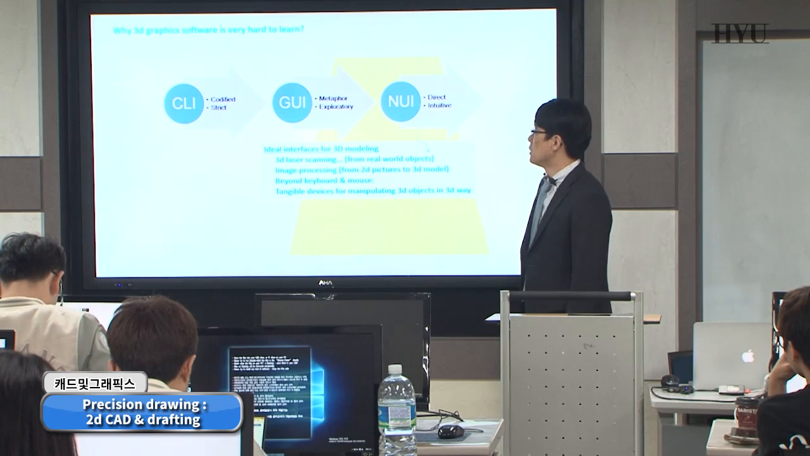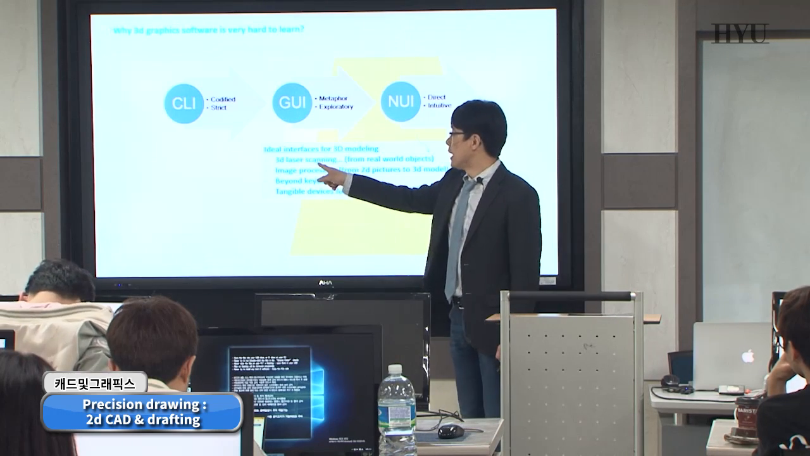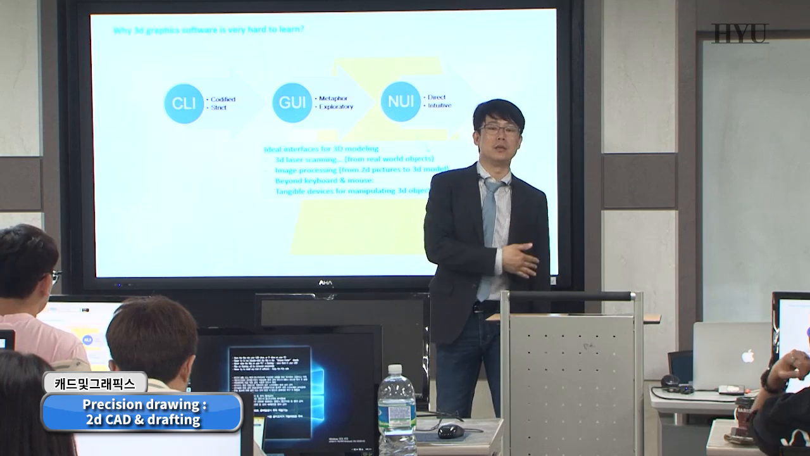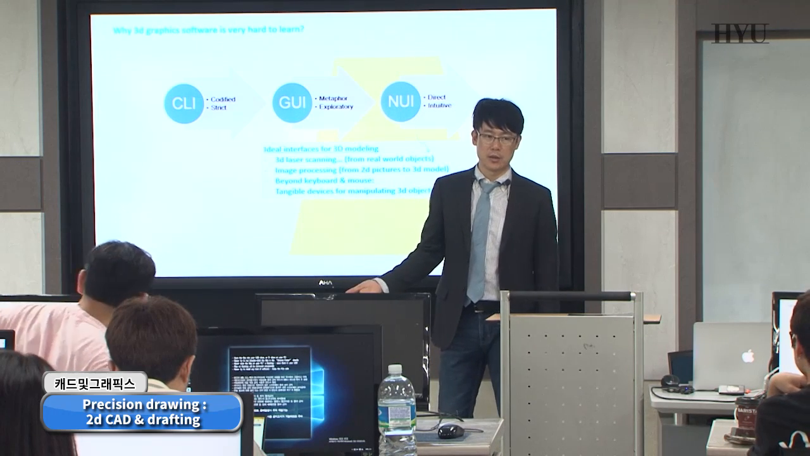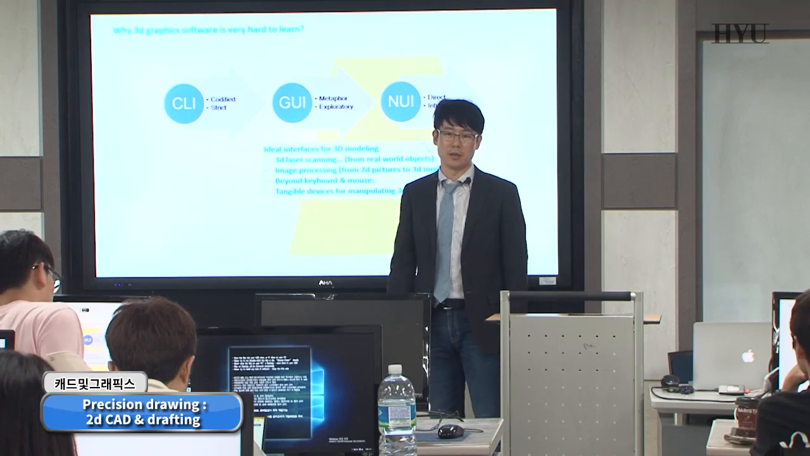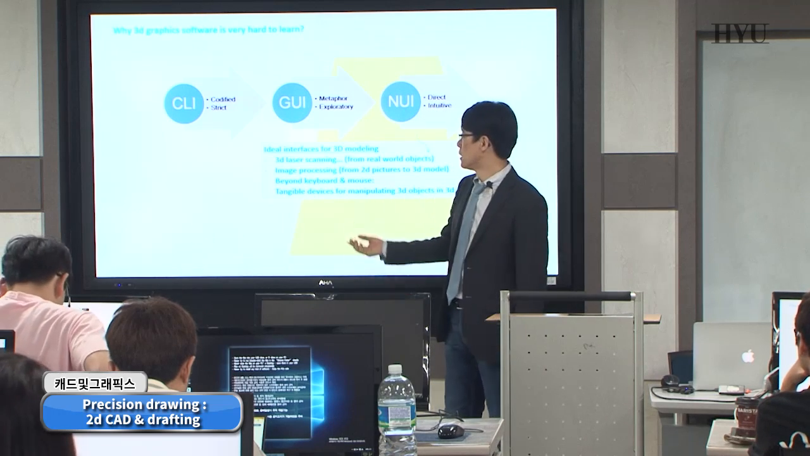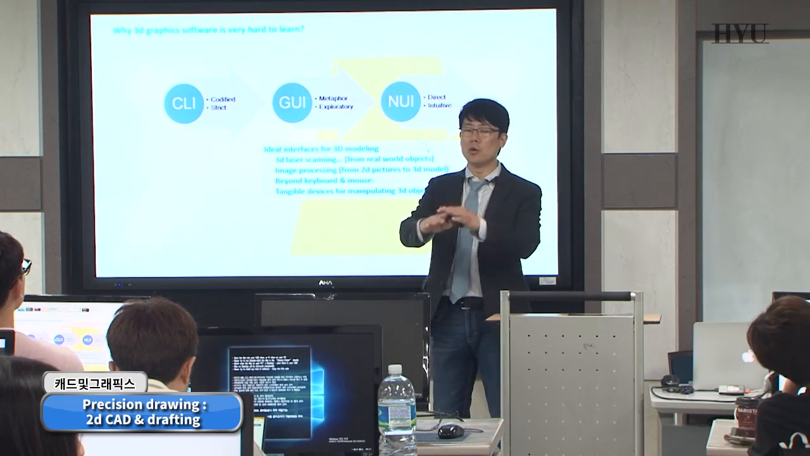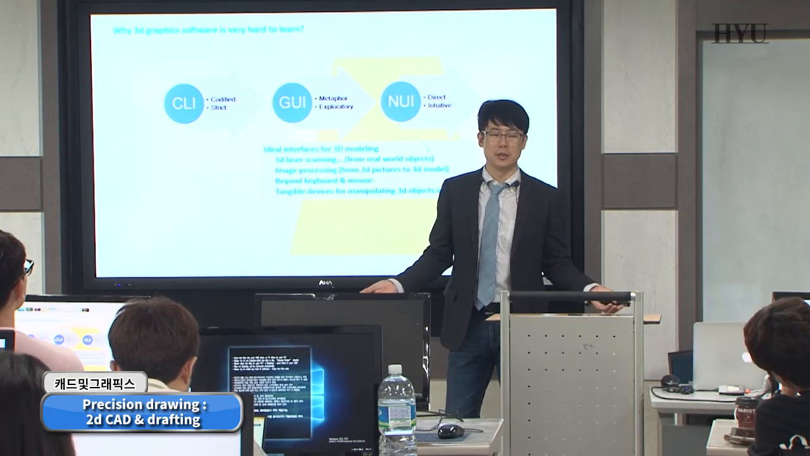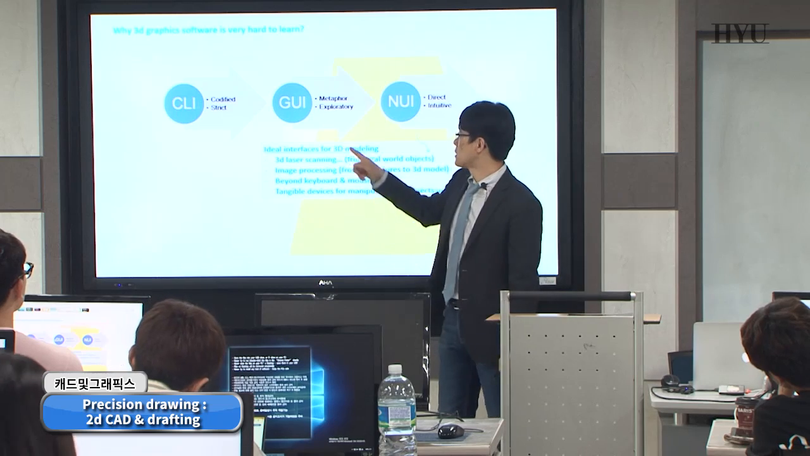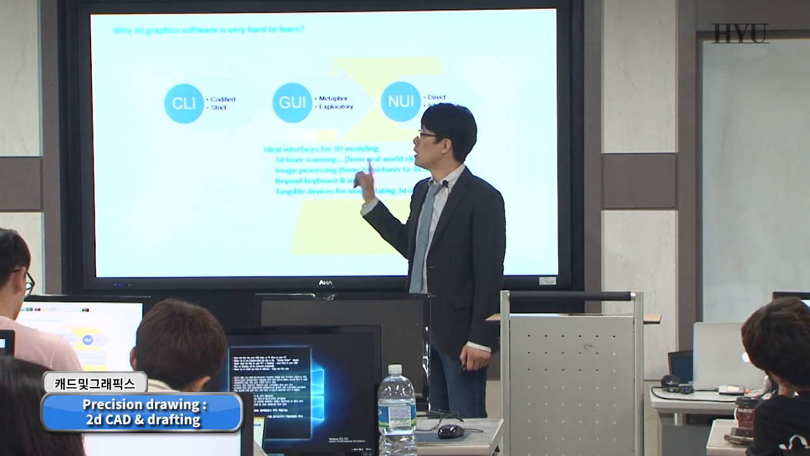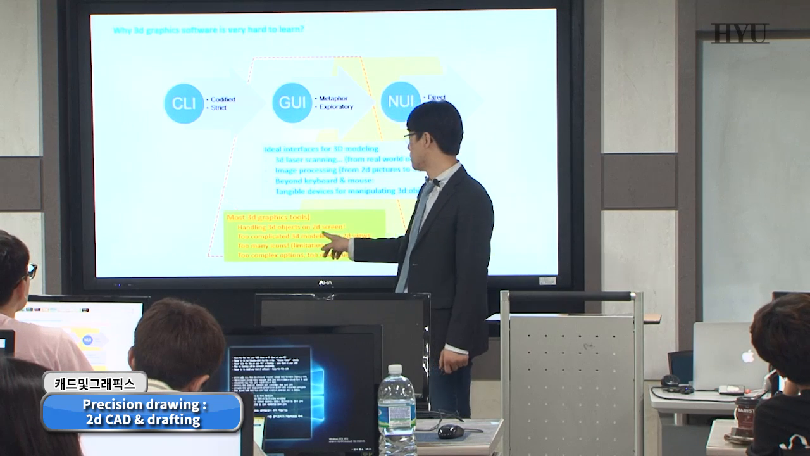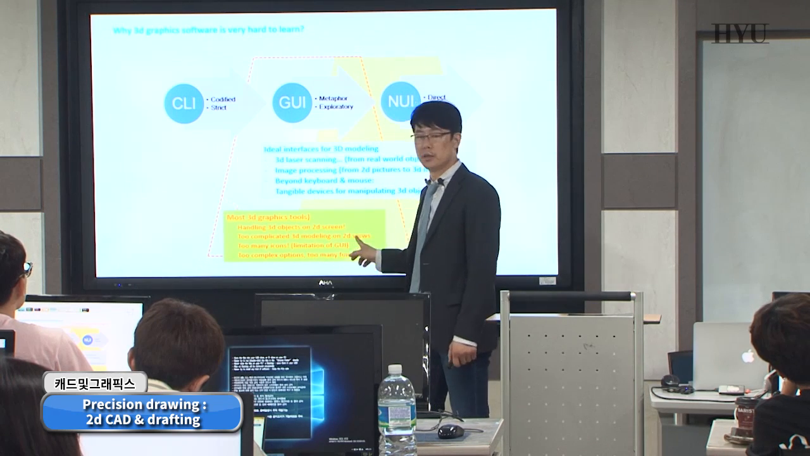Okay, the ideal interface for 3D modeling, laser scan image processing. I showed you drone-based 3D image capturing, 3D laser scanning, photogrammetry, something beyond the keyboard and mouse using hologram, virtual reality, augmented reality. That's an ideal interface. But in the real world, most 3D graphics tools handle 3D objects on a 2D screen.